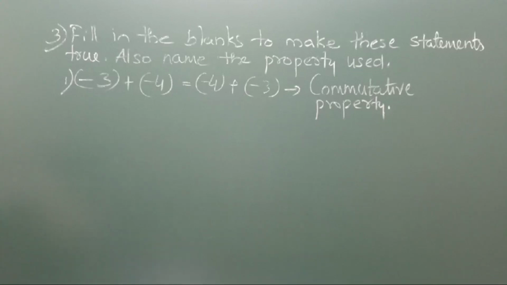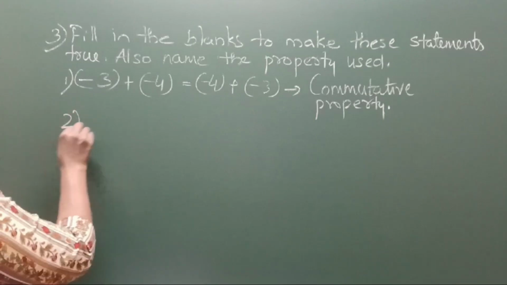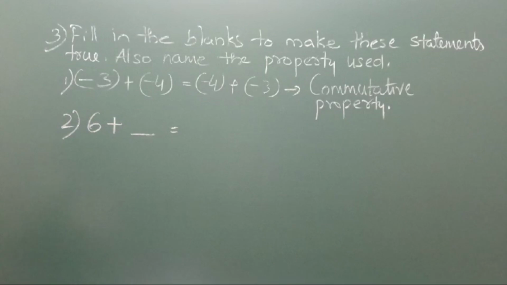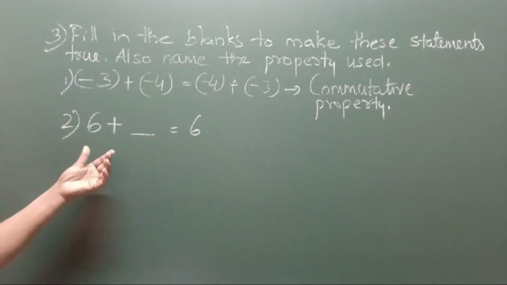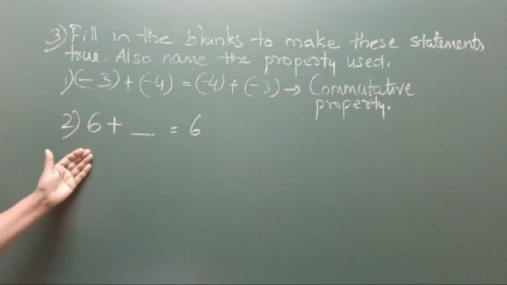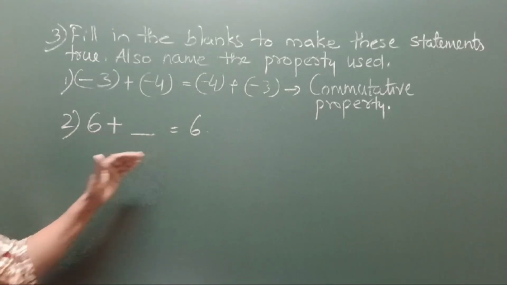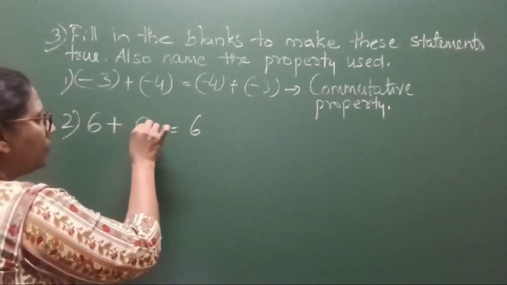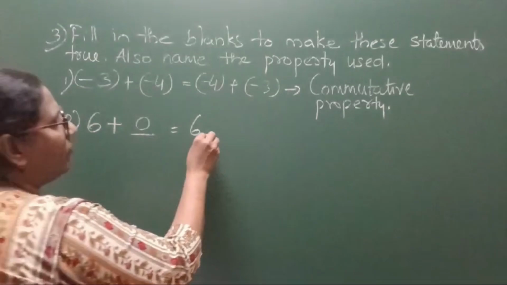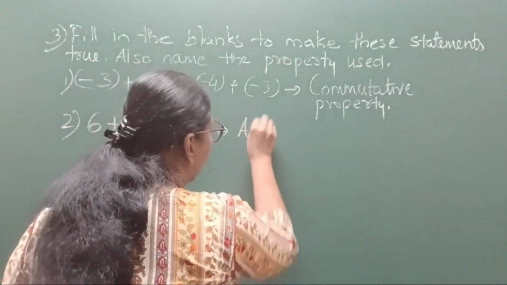Then question number 2, 6 plus dash is equal to 6. We have learned that if you add 0 to any integer, the answer will be the integer itself. So our answer here is 0. Which property is that? That is additive identity. We have to write here additive identity.